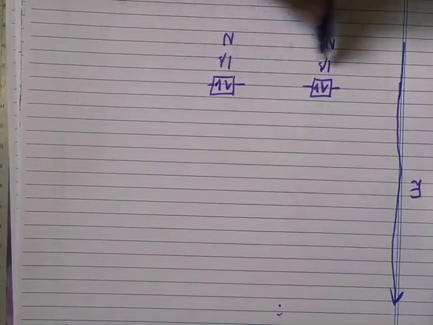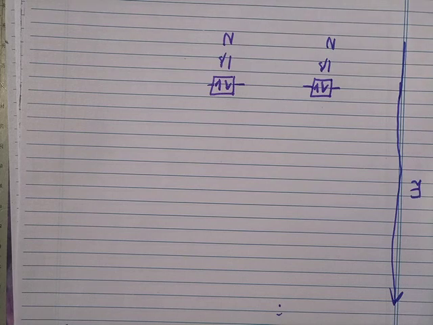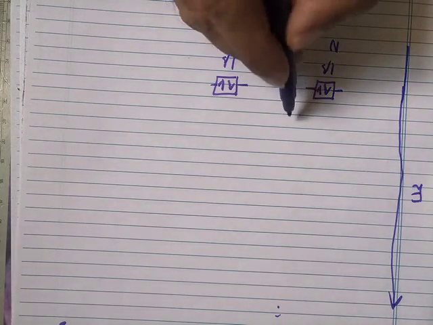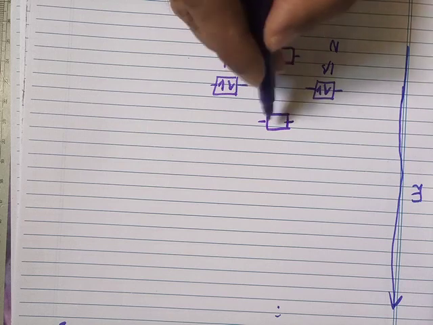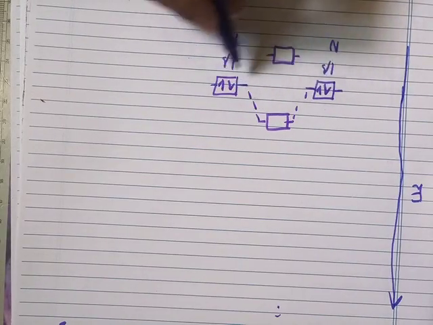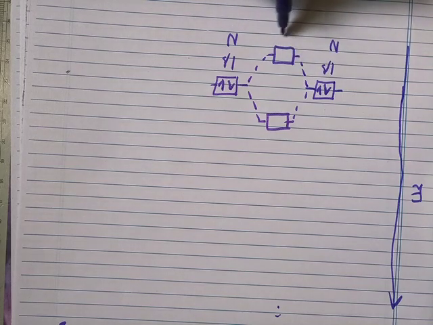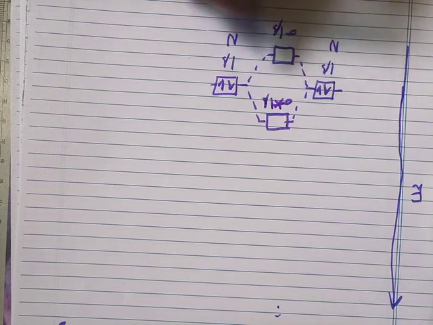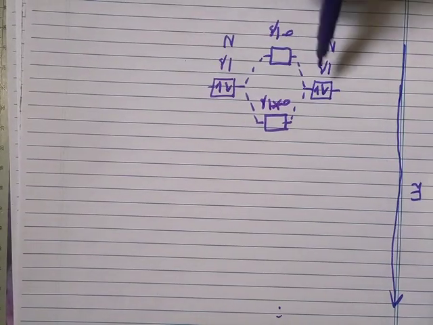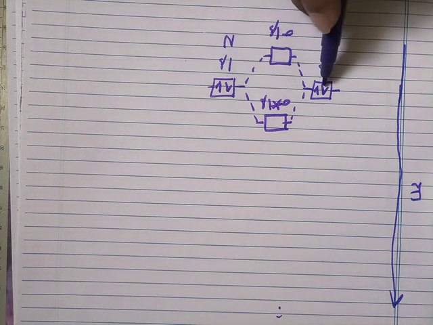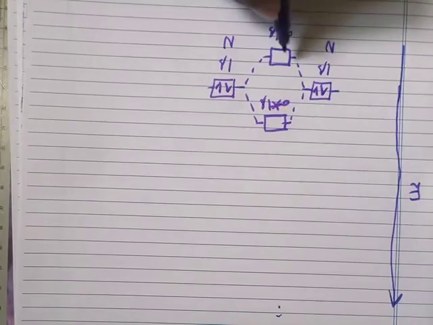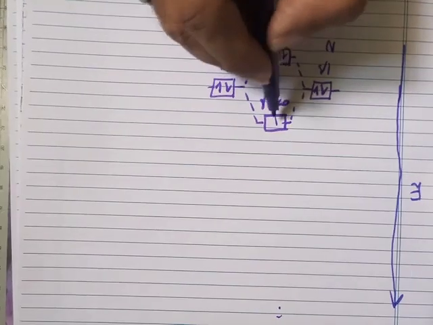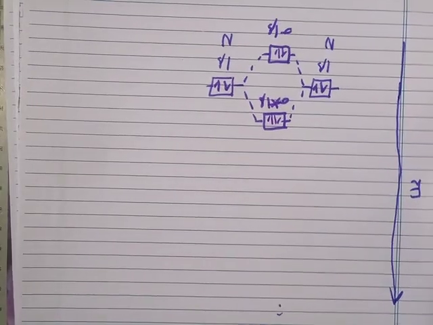When these combine, they form one BMO and another ABMO. This is sigma 1s and this is sigma star 1s. These 4 electrons will occupy these 2 orbitals. The 2 electrons will occupy sigma 1s and the remaining 2 electrons will occupy sigma star 1s.